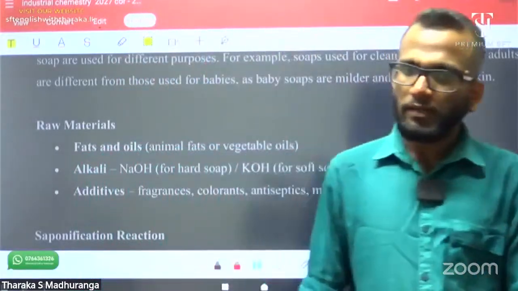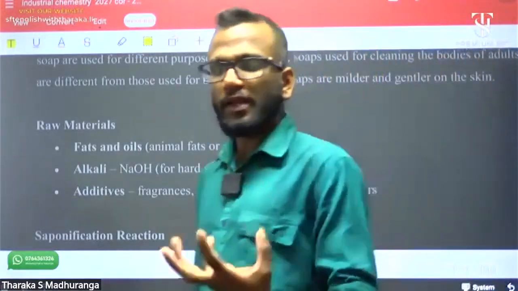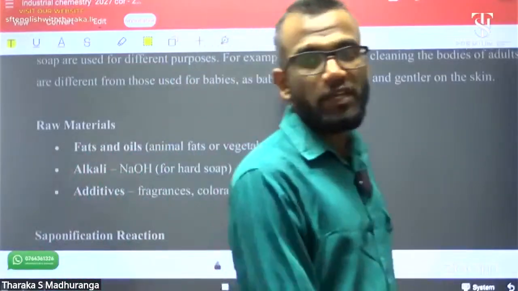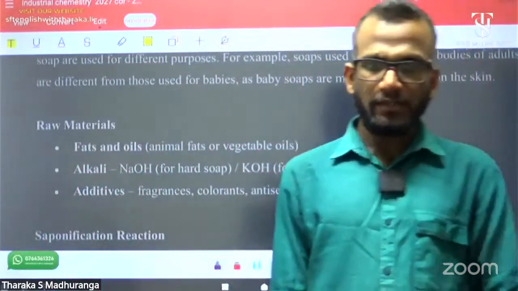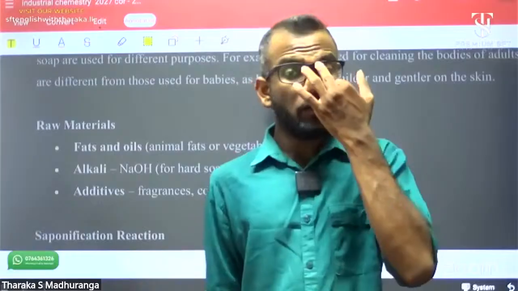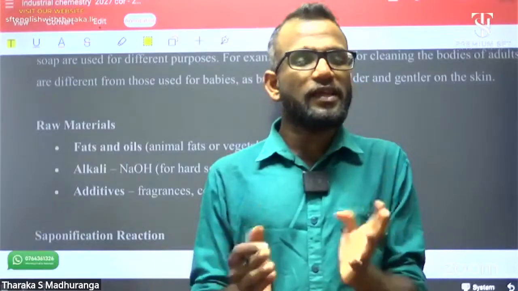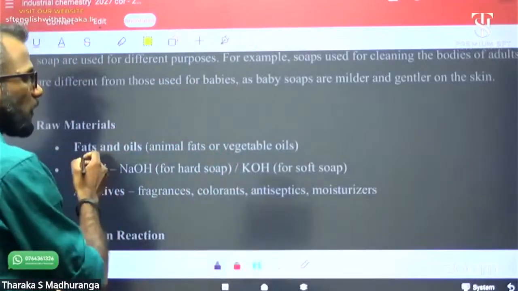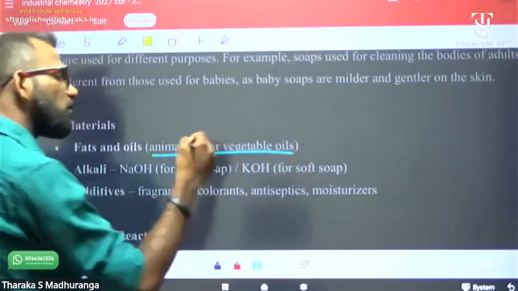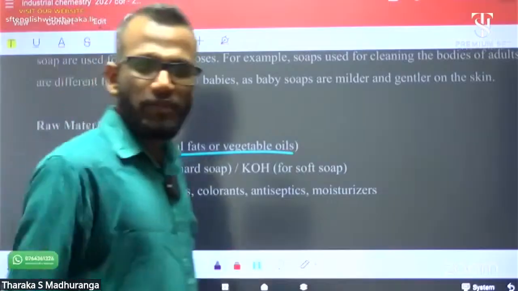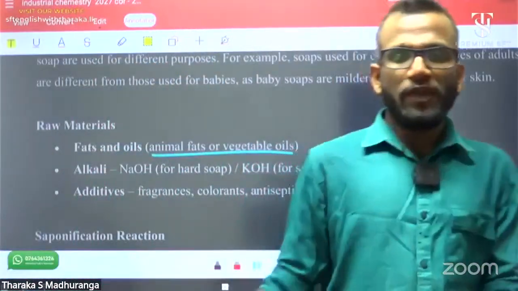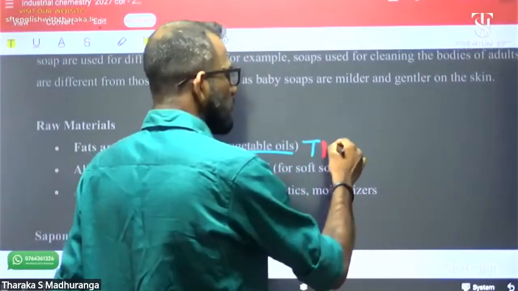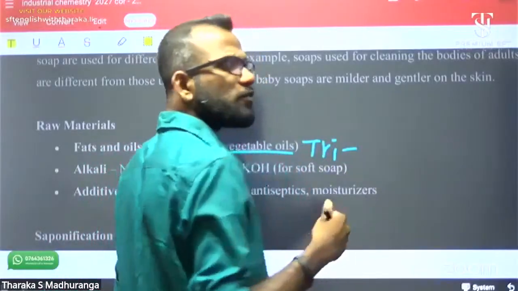No idea. The main raw materials are animal or plant oil that we call triglyceride. Triglyceride, you already know, right? Triglyceride is the main raw material. Fats or oil, animal fat or vegetable oil, we can use as triglyceride. You already know how to produce triglyceride.